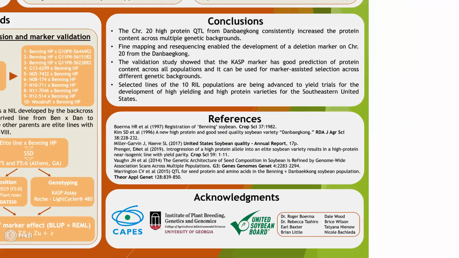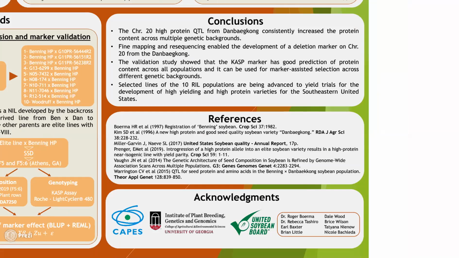So, based on these results, we can conclude that the chromosome 20 QTL is effective in increasing the protein, regardless of the genetic background. The fine mapping and sequencing work enabled the development of a functional marker, and the validation study showed that the marker developed can be used for introgression in diverse backgrounds.